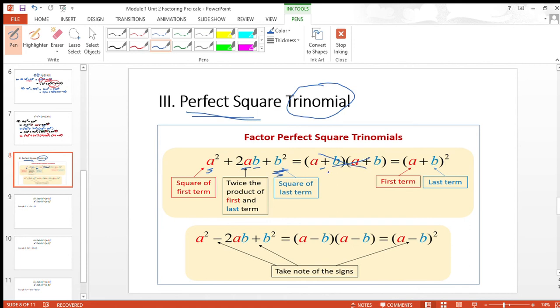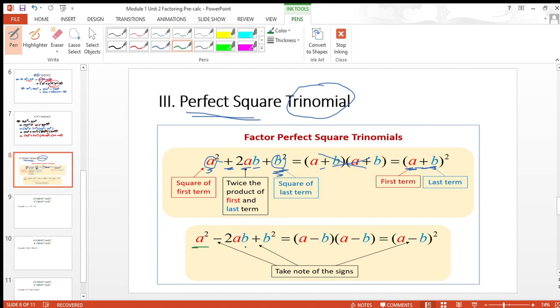So if we will now look at the shortcut, the factored form of this is we get the square root of the first perfect square, and then we get the square root of the second perfect square, and then whatever sign we have here, that's also the sign that we put here. Everything raised to 2.